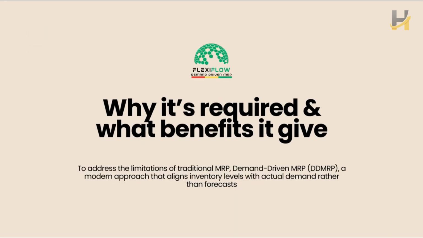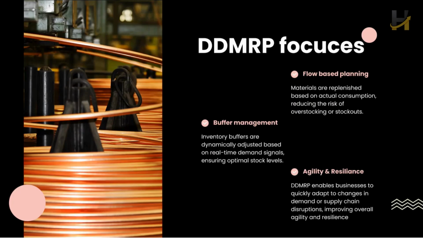Moving forward, understand why it is required and what benefits it is going to give to the business. Demand-driven material requirement planning focuses on flow. It's a flow-based planning, directly related to the first law of supply chain, protecting and promoting the flow of materials and information, which helps businesses focus on their return on investment. There is buffer management, and inventory buffers are automatically adjusted, and there are adjustment factors you can build into the system so that your original data does not get tampered with by the changes that happen in the future.